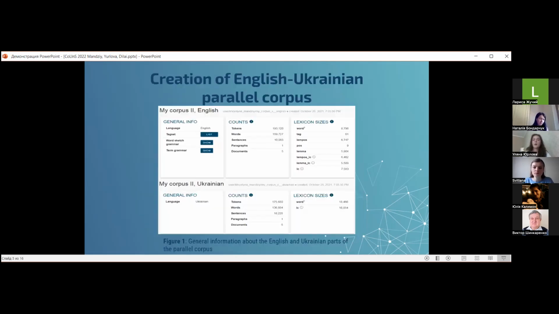The procedure of the parallel corpus creation using Corpus Manager and Text Analyzer in Sketch Engine included some technical standardization and formatting of text and aligning sentences with their translations. It should be noted that the corpus contains more than 10,000 aligned sentences. Figure 1 presents general quantitative information about the English and Ukrainian parts of the created parallel corpus.